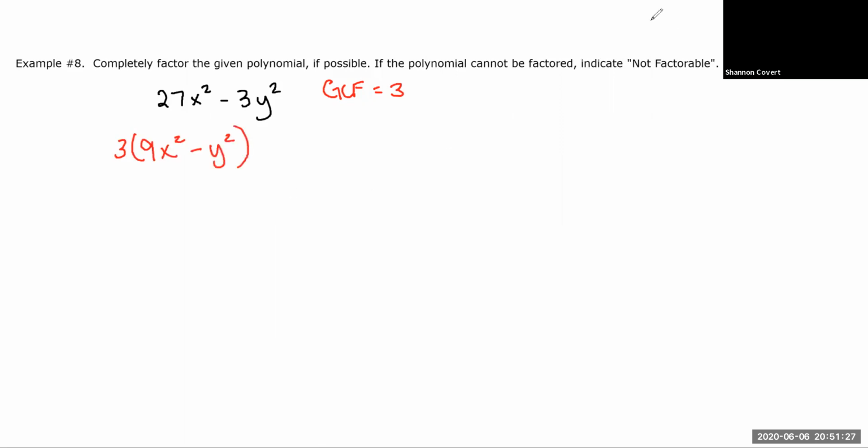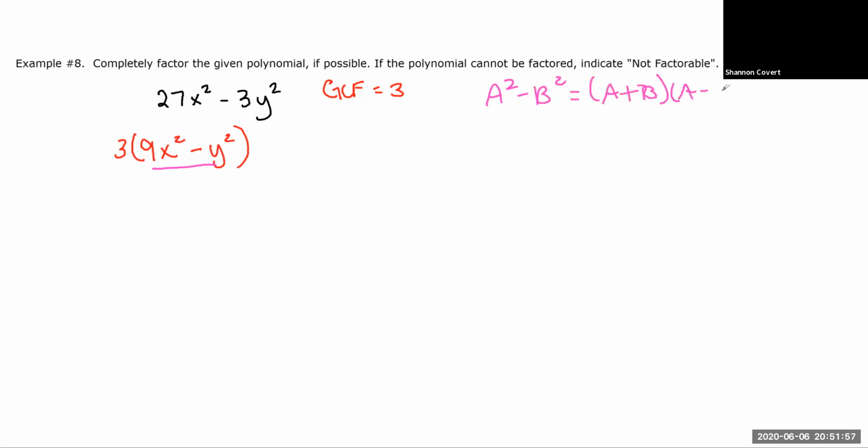All right, just like before, we still have to look at what's inside and see if it's factorable. So I'm thinking it is. I've got a minus sign, so I know minus signs usually work, either a difference of squares or a difference of cubes. So I just have to determine if these are perfect squares, and I think they are. 9 is a perfect square, x squared is a perfect square, so is y squared. So remember, difference of squares looks like this.